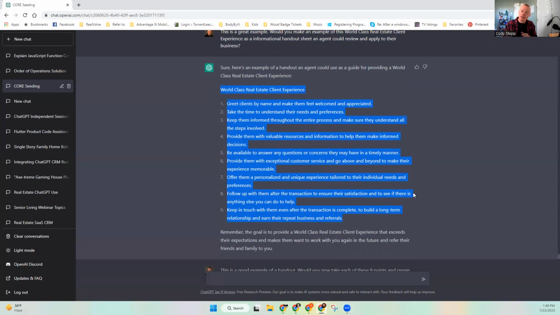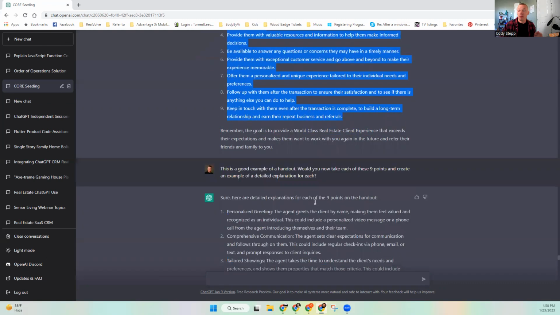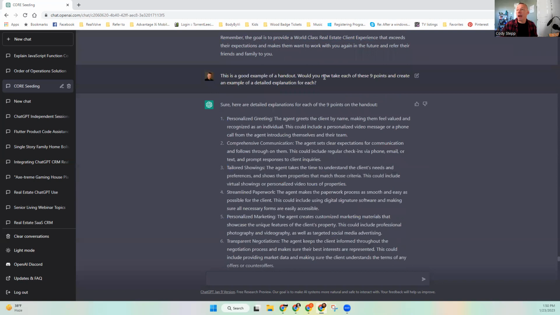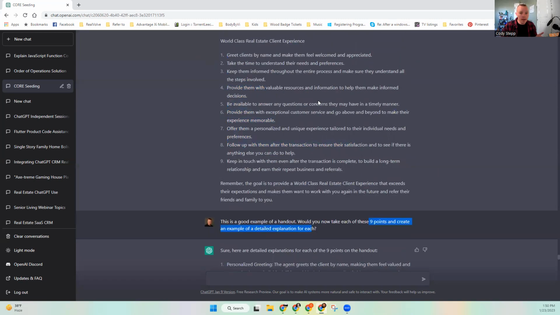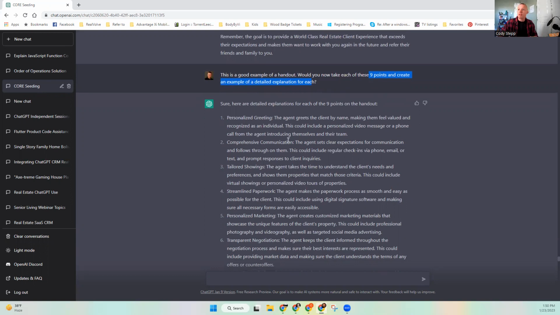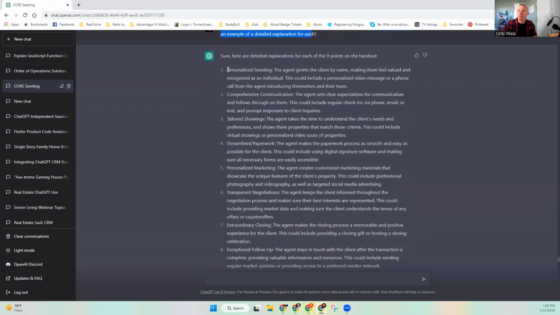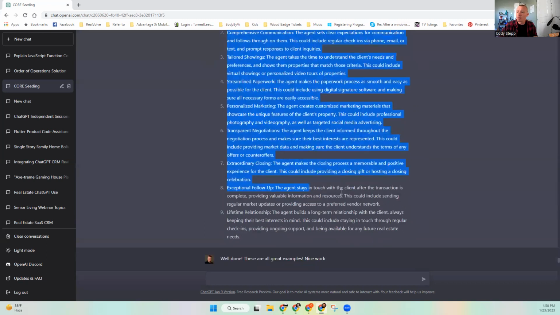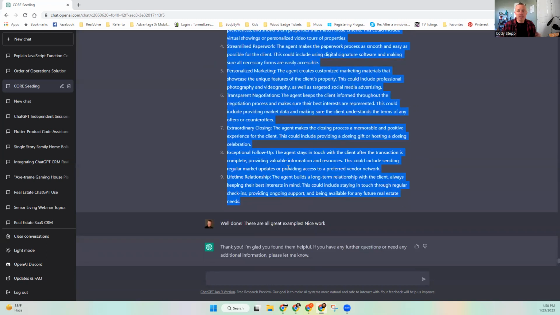But I thought to myself, you know what? There's probably an additional step forward we could go. And so I asked for it to take those 9 points and create a more detailed example for each. Bullet points are great, but I want some detail. I want to understand if ChatGPT really gets this concept, and I want to make sure that I am able to give you, the real estate agent, something that is really powerful. So it takes all of these 9 bullet points and it gives a quick little detailed example.